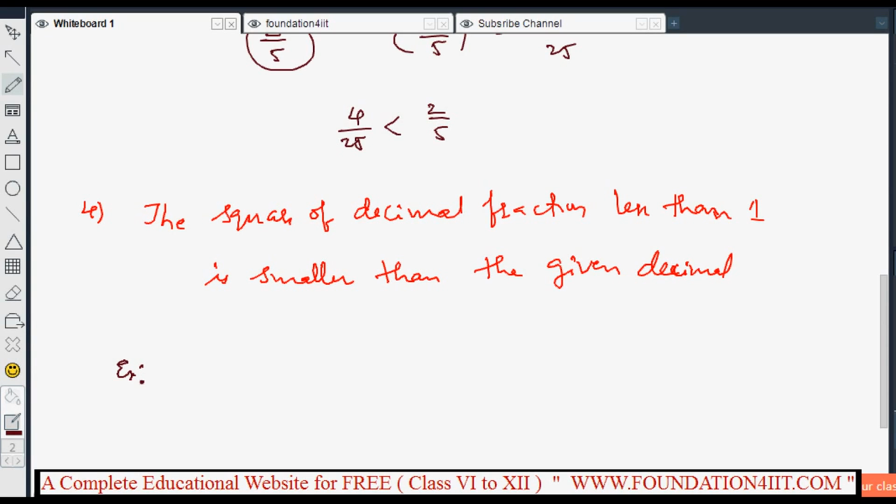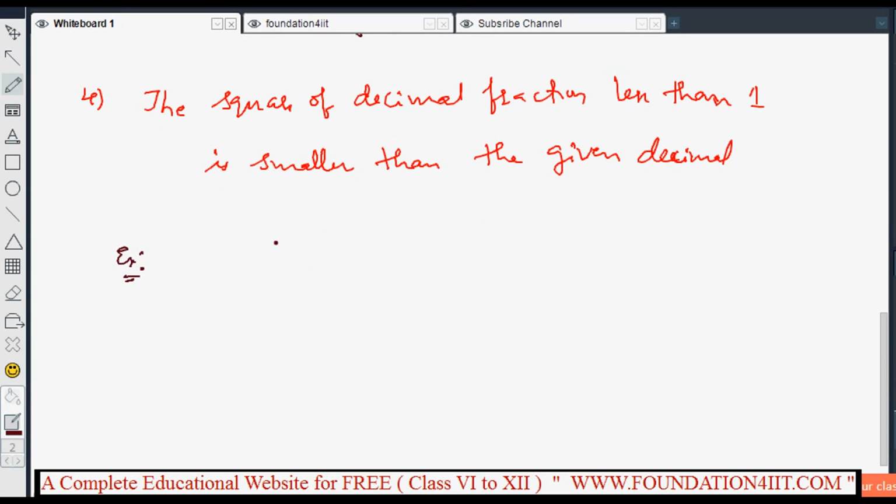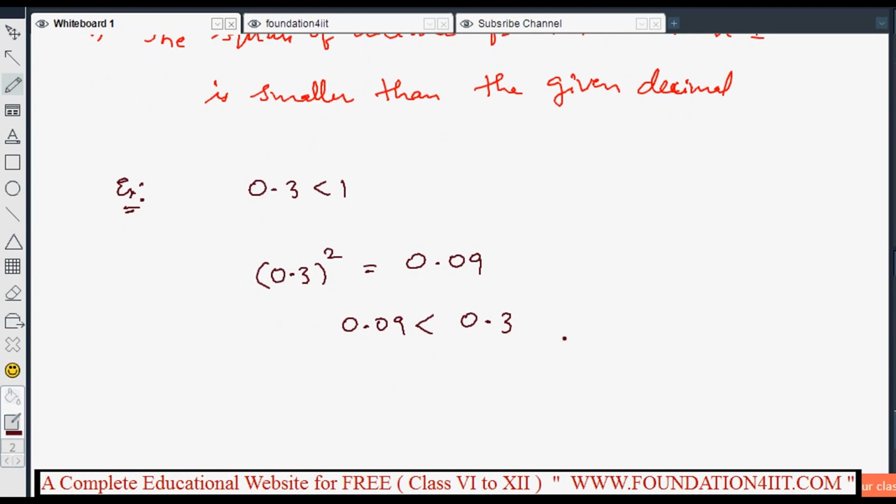Fine, let us see an example. You should take any decimal number which is less than 1, that is 0.3. Now this is less than 1. So 0.3 whole squared is 0.09. That 0.09 is the square of 0.3, but it is lesser than the given number. So proper fractions as well as decimal numbers which are less than 1 have the same rule: the square is smaller than the given proper fraction or given decimal.